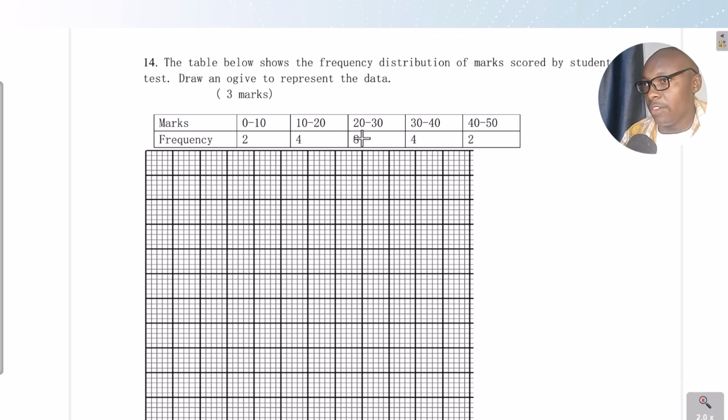For example, when you look at the first class, 0 to 10, so 10 is the upper class limit of the first class, which is the lower class limit of the second class. So the classes are overlapping. 10 is here, 10 is here, 20, you can see that. So in that case, when you're drawing the ogive, you will not use the boundaries. You use the class limits the way they are. You do not use the boundaries where you take 10.5, 20.5, no.